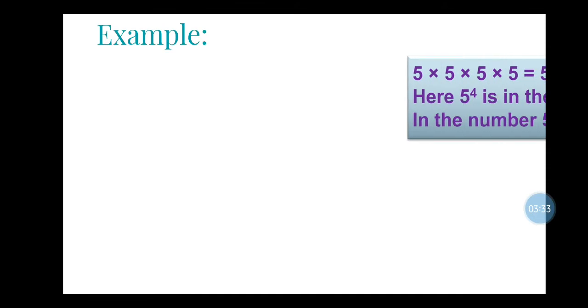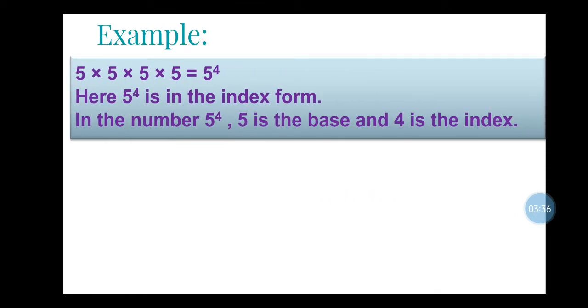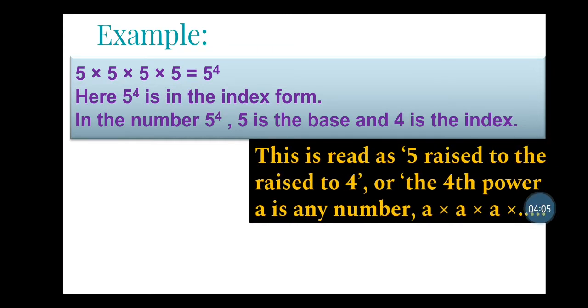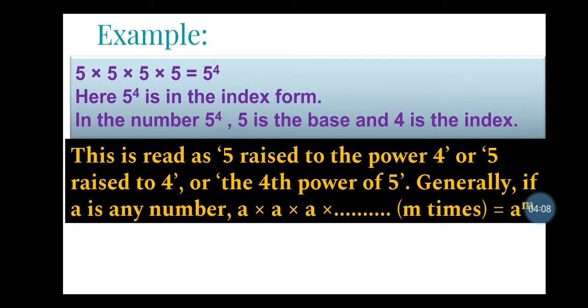Let's see an example. 5 into 5 into 5 into 5 is equal to 5 raised to 4. So at the starting it is given in the multiplication form, and 5 raised to 4 is called the index form. In the number 5 raised to 4, 5 is the base and 4 is the index, or you can say exponent or the power. This is read as 5 raised to the power 4, or 5 raised to 4, or the fourth power of 5.